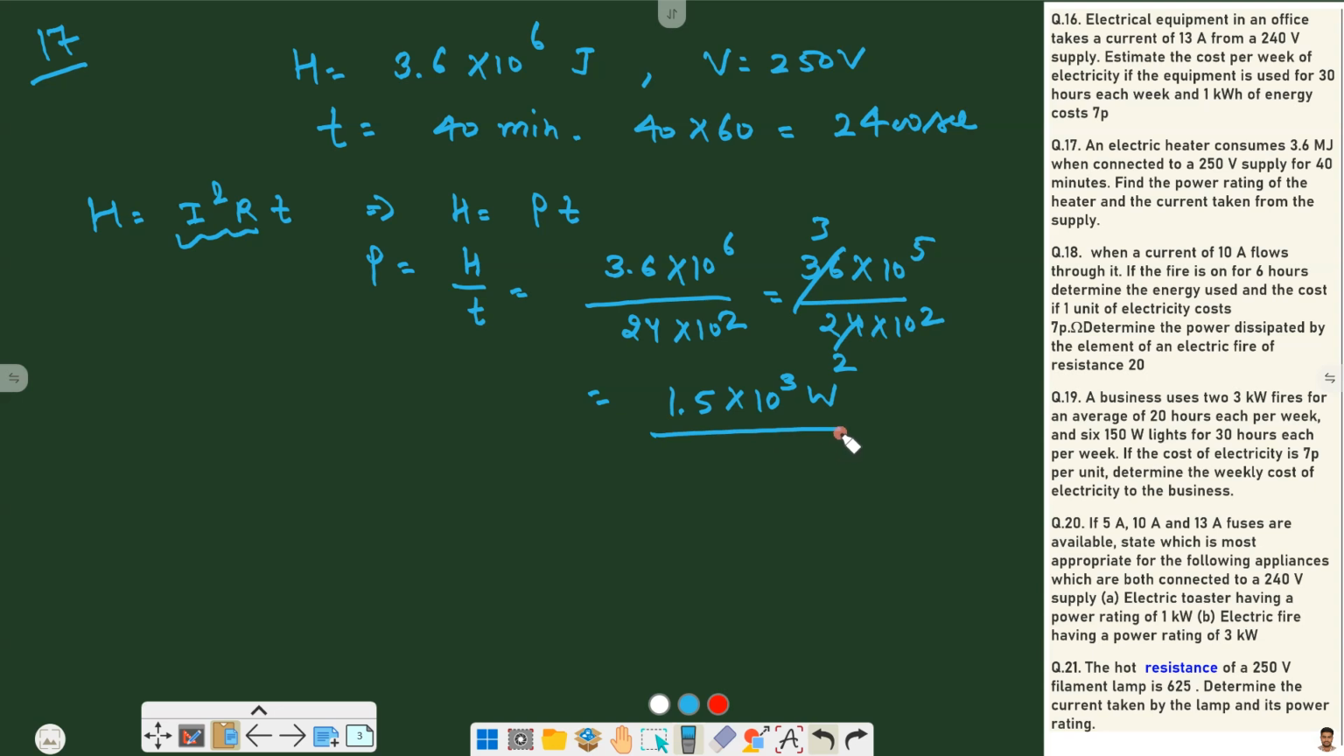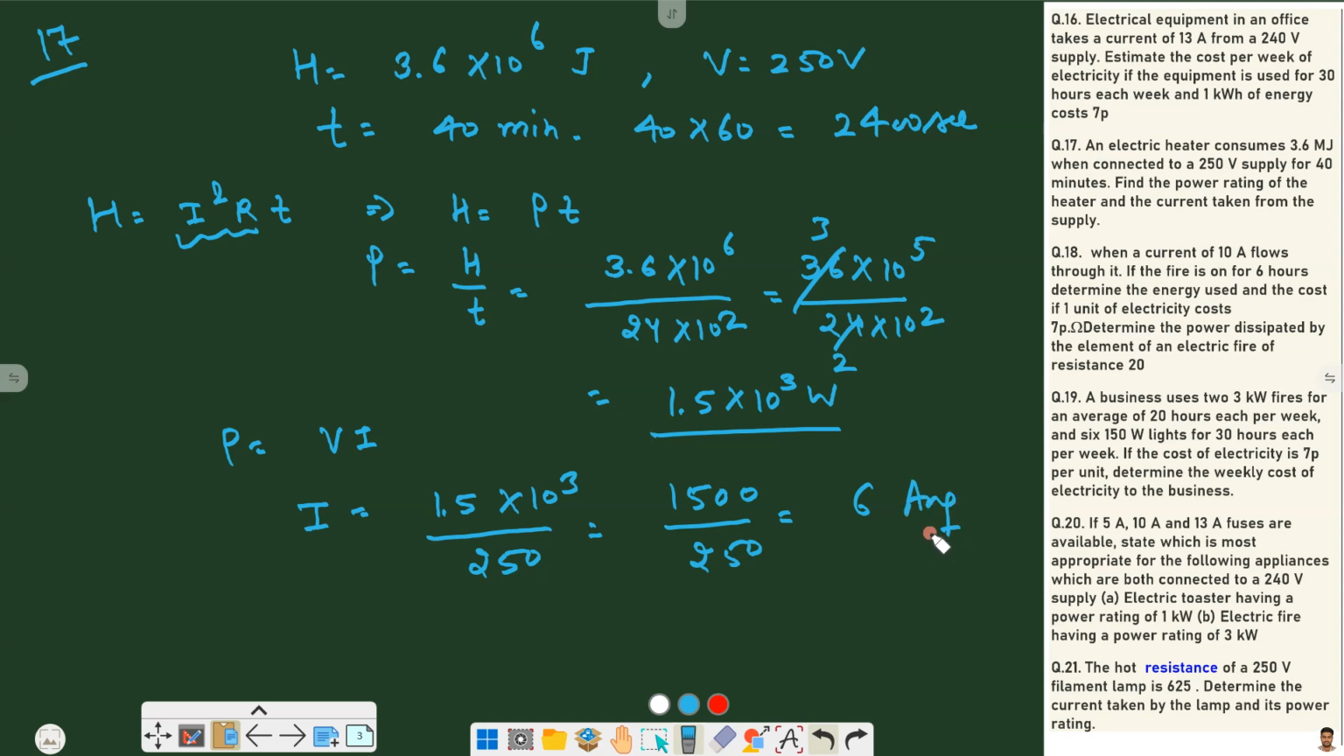and from this we can find out current, because power is V into I. So I is power by V. So this will be 6 ampere.